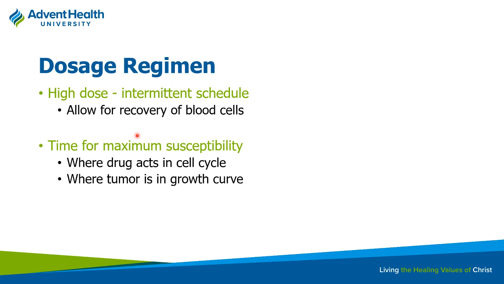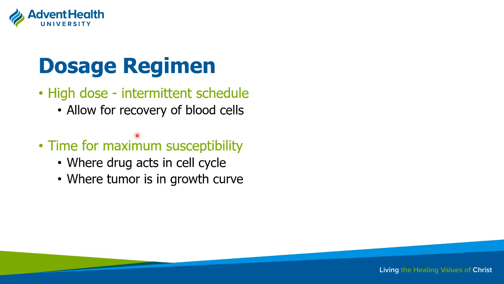And then the other thing to consider is where's the time for maximum susceptibility? Depending on the mechanism of the drug, it's going to work in different parts of the cell cycle. You guys remember your cell cycle? Remember, the S phase is used for what? Synthesis of DNA, very good. How about the M phase? That's where the actual cell division occurs, mitosis. So we'll talk about that briefly and see where these different drugs are working.